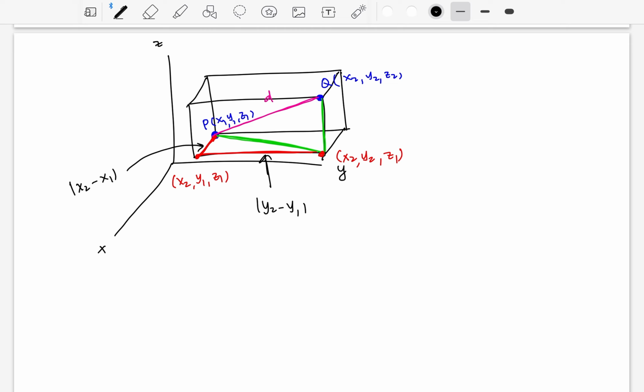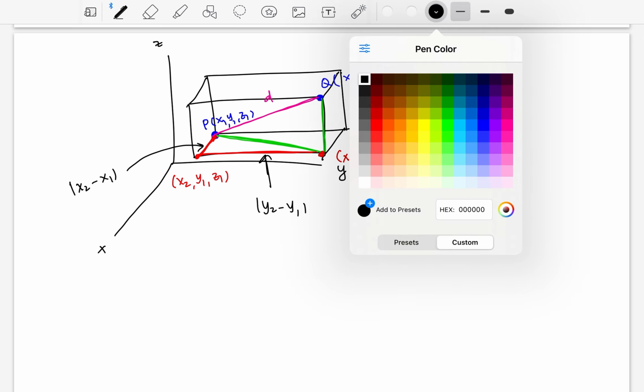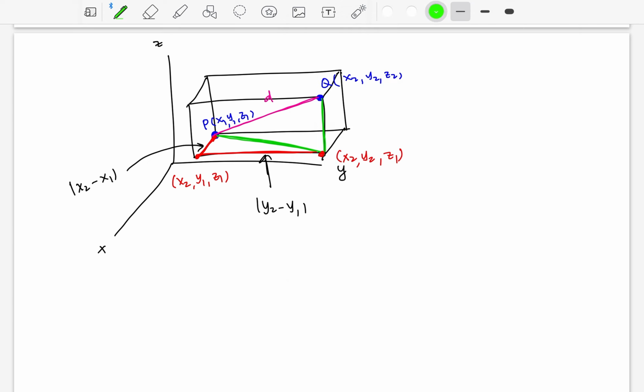So that tells me then that the hypotenuse, I'm going to call it C. So the hypotenuse C right here, C squared is equal to, well, I take the sides, square them, and add them together. So this is x2 minus x1 squared plus y2 minus y1 squared. Okay, perfect. So I know what C squared is, not a problem.